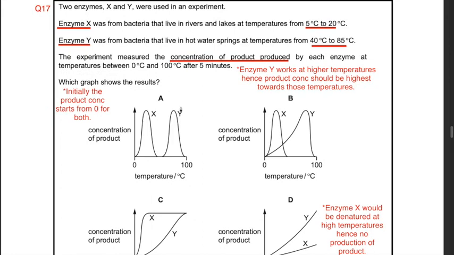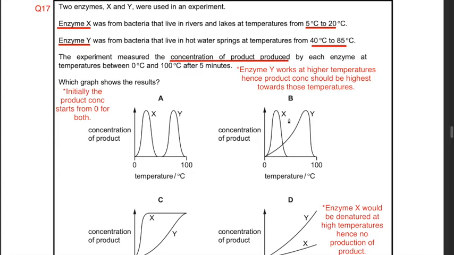Question 17. Two enzymes X and Y were used in an experiment. Enzyme X was from bacteria that live in rivers and lakes at temperatures from 5 degrees Celsius to 20 degrees Celsius. Enzyme Y was from bacteria that live in hot water springs at temperatures from 40 degrees Celsius to 85 degrees Celsius. The experiment measured the concentration of product produced by each enzyme at temperatures between 0 and 100 degrees Celsius after 5 minutes. Which graph shows the results?